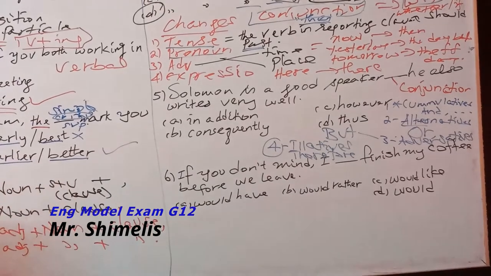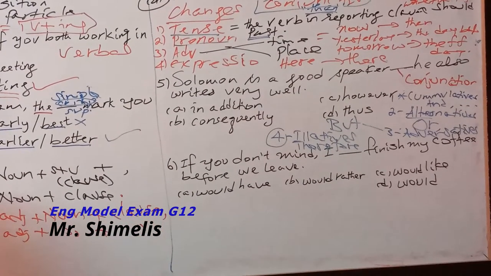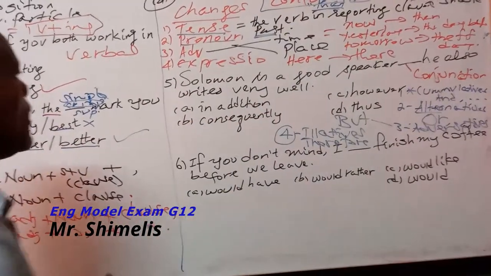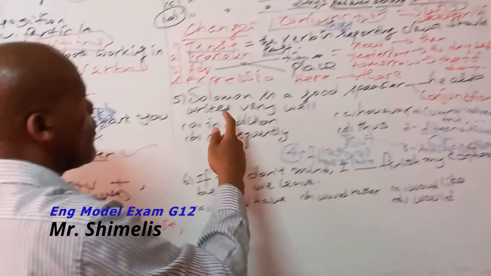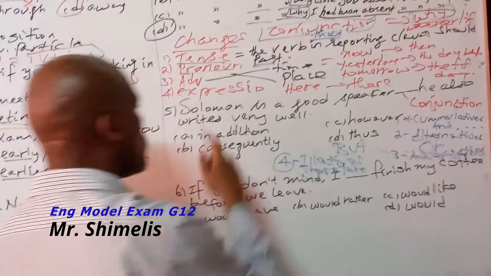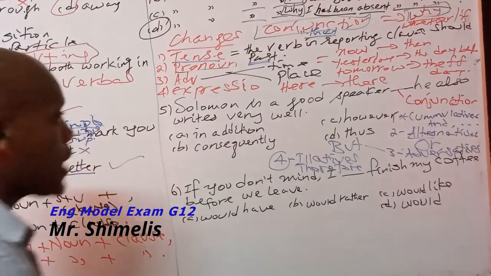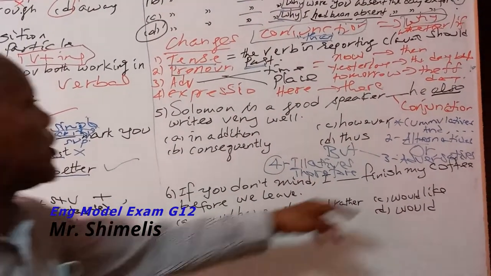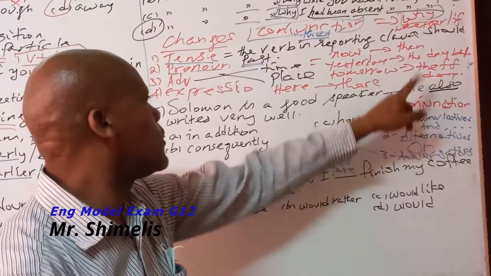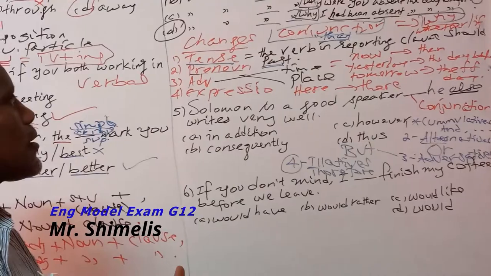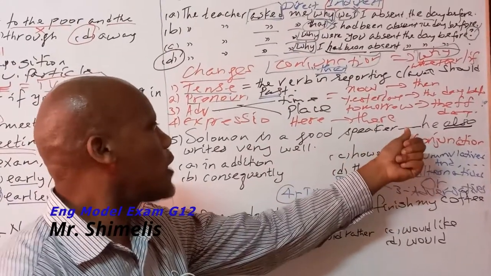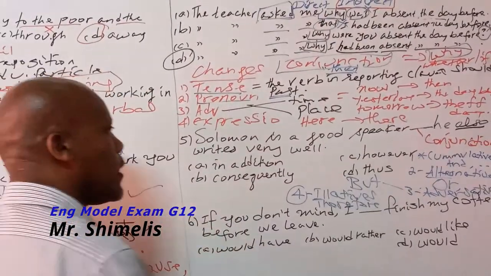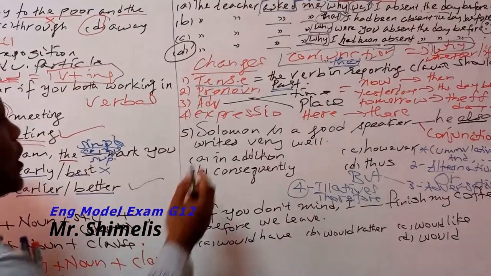Now, let's determine which kind of conjunction we are looking for in the missing part, which keeps the flow of the idea of the sentence. The sentence reads out, "Solomon is a good speaker, dash, he also writes very well." Now, personally, if you ask me, there is a redundancy of using conjunctions here. In the question itself, there is one conjunction, "also," in the second clause, which makes the conjunction in the missing part less important. So we can take it out, or we can even use a comma here, because we have two independent clauses.